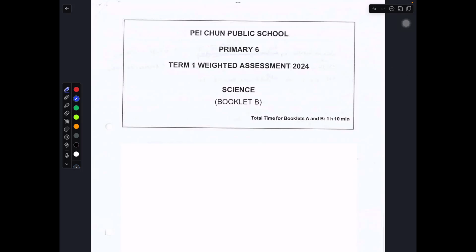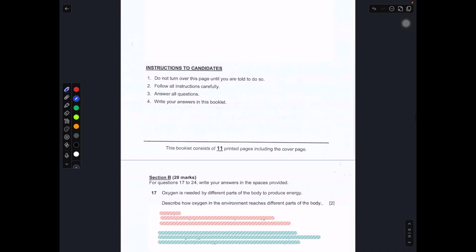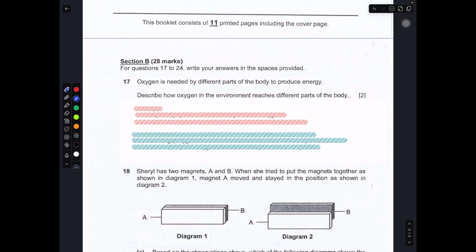Alright, I'm going through Pei Chun Public School Primary 6 Term 1 Weighted Assessment 2024. This is the Booklet B part where we are going to answer all the open-ended questions from question 17 to 24. So let's begin with the first question, number 17.